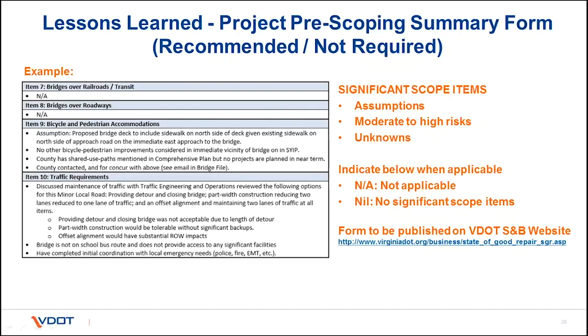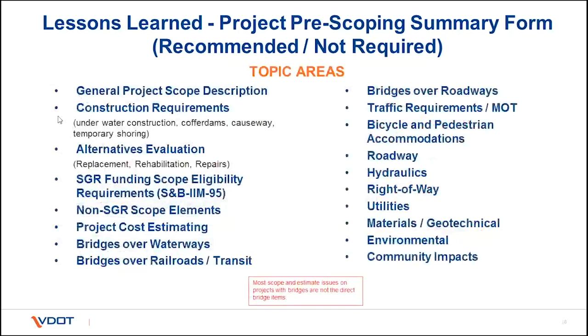Now, not all of these subcomponents or elements of the scope are going to be applicable to this form. So if you don't have a bridge over a railroad or transit, you simply hit not applicable in the form. Going back to the topic areas, we've broken it down to these 20 some odd areas. If you were to use this form, we would expect a little bit of text with each of these items to describe relevant things for that project.